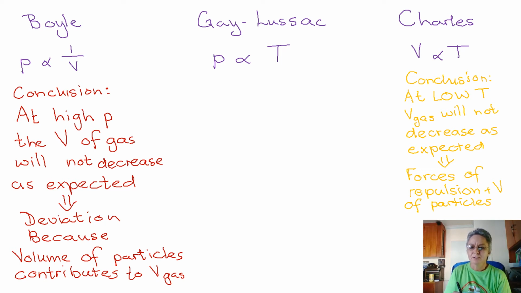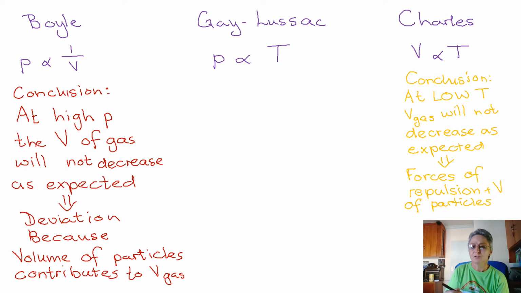Right, so we're back to the slide, and we discussed Charles's law and the deviation from Charles's law at very low temperatures. The volume of the gas will not decrease as expected, so that is your deviation, because of the forces of repulsion between the particles, as well as the volume of the particles. So when the particles start clinging together, there will be stronger forces of repulsion.